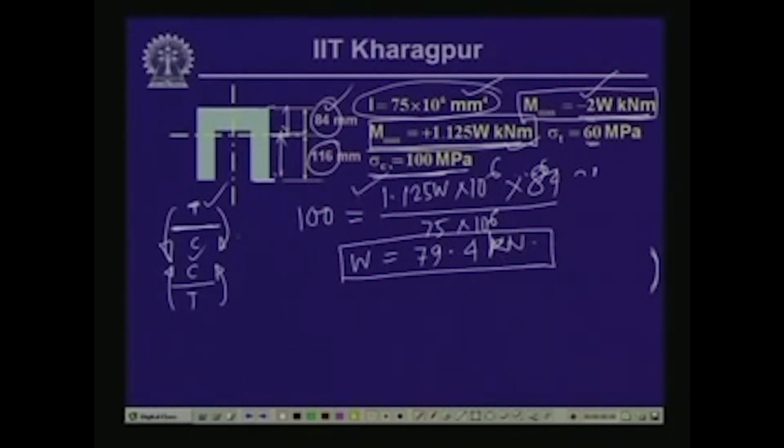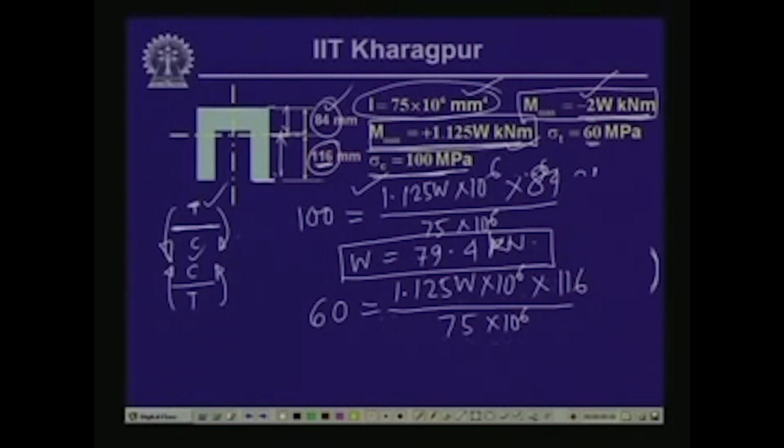Corresponding to this particular moment, if we compute the stress at the bottom, which is a tensile stress, which is 60, now 60 equals 1.125 W into 10 to the power 6 into the distance of the bottom fiber from the neutral axis, which is 116, divided by I, which equals 75 into 10 to the power 6. Now, from this, if you compute the value of W, the value of W comes as 34.5 kilonewton.